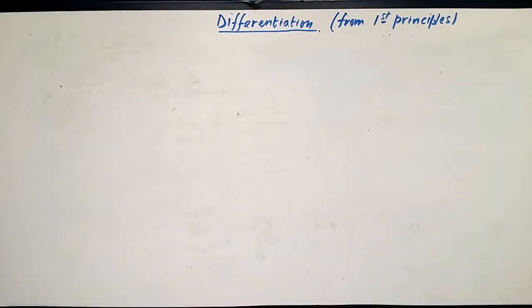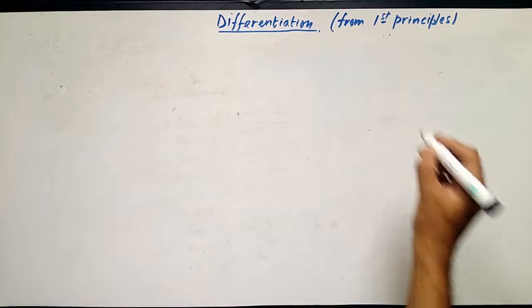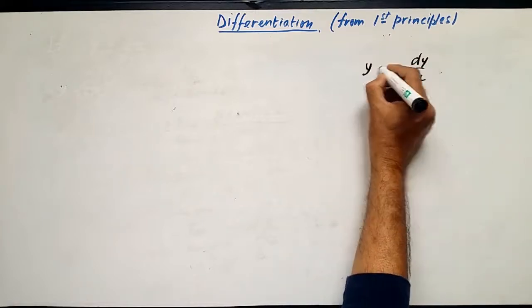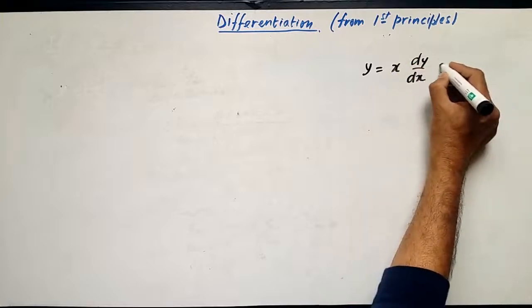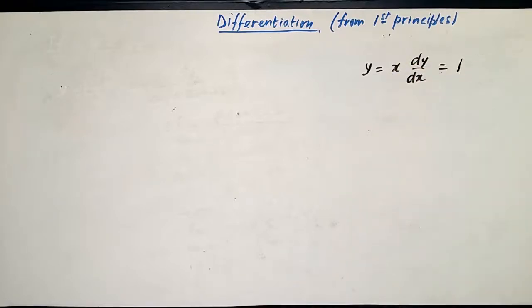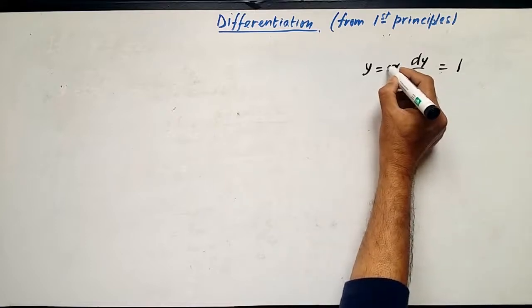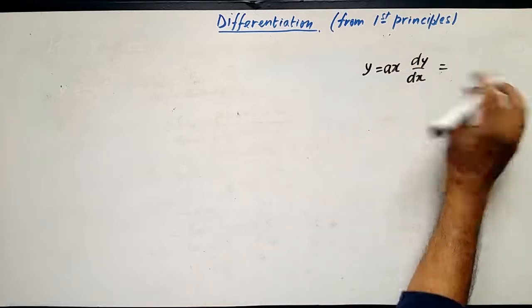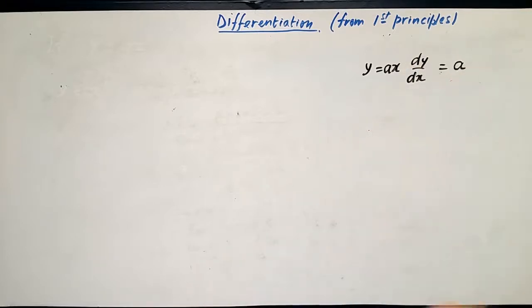So in the last lecture, we found out the differentiation dy by dx where y is equal to x, and we said dy by dx is a constant. dy by dx here in this case is 1. So if we have any constant, say a, in front of x, dy by dx will be equal to that constant a.